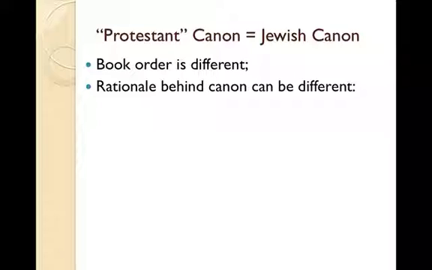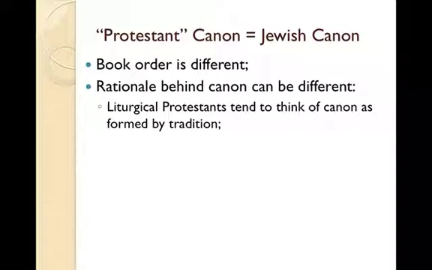And in some sense, this is a little complicated, but the rationale behind what makes a book canonical can be different, depending on what kind of Protestant you talk to. So, liturgical Protestants like Lutherans, Anglicans, and Episcopalians tend to think of canon as something formed organically by tradition. And over the course of time, people reach a consensus, and that is what makes a canon.